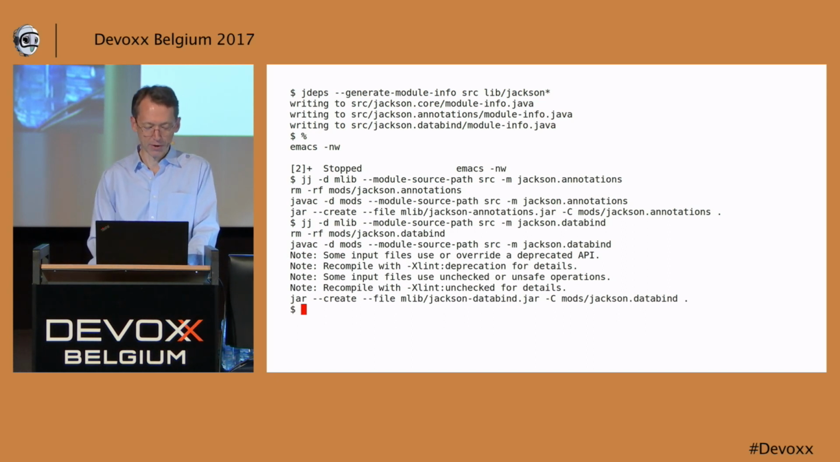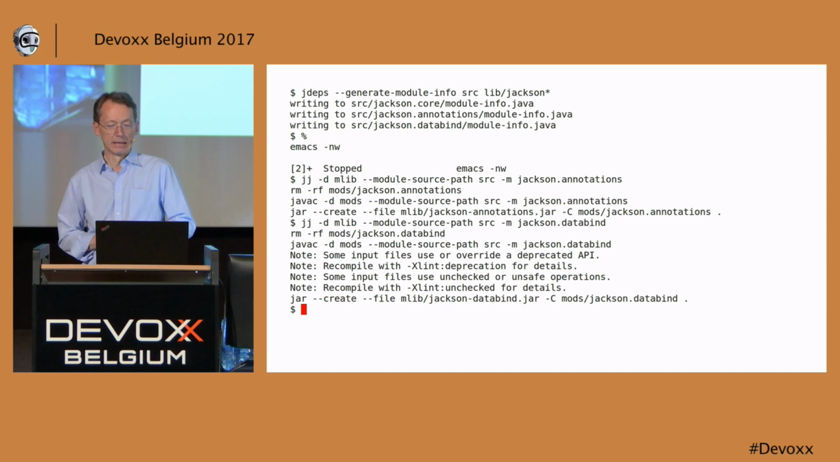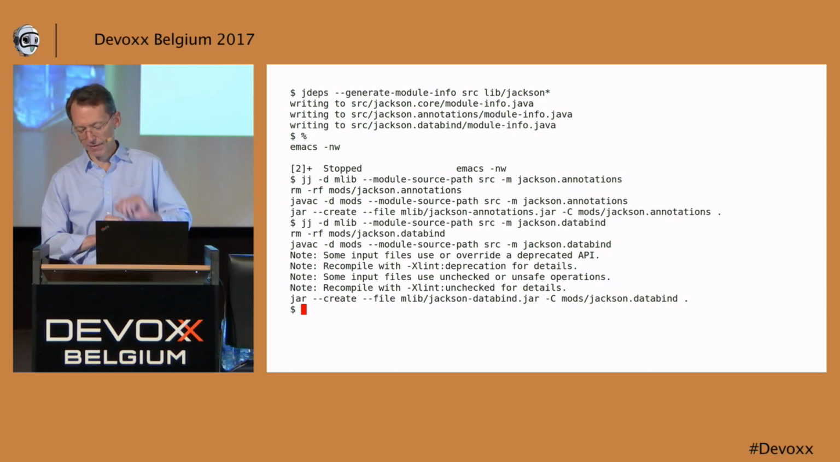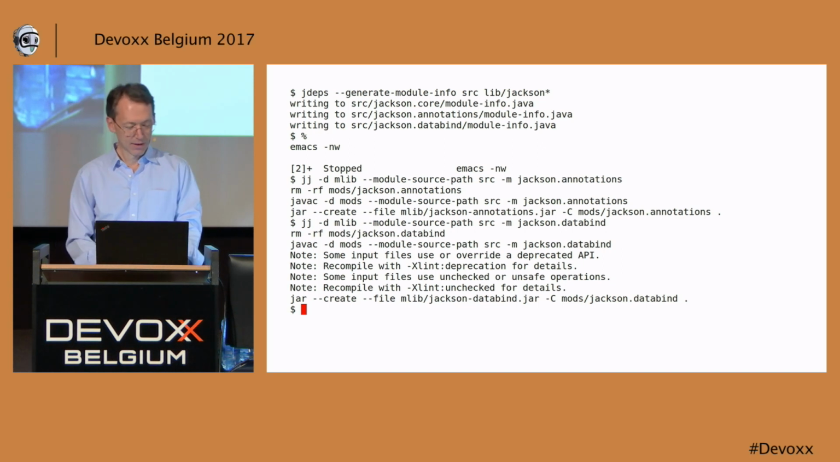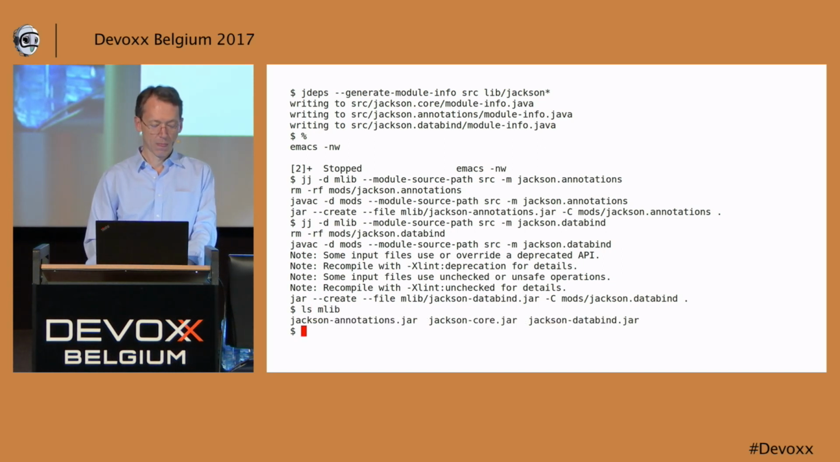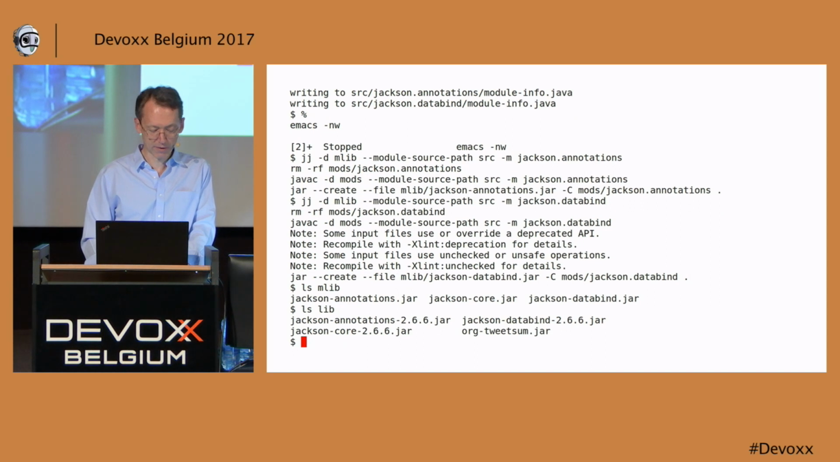Ooh, some input files use an overridden deprecated API. Oh, we just have so many things to fix, but we're not going to fix that one today. Okay, so now we've got our modularized Jackson modules. We've got our old tweetsome.jar file. We should now be able to run this.